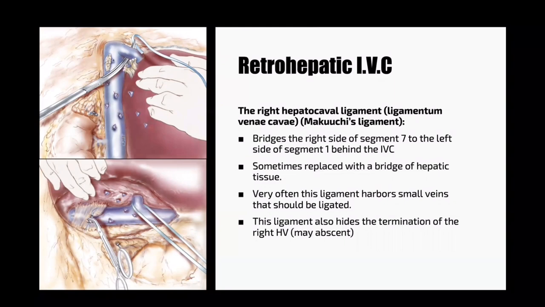During dissection, we see the right hepatocaval ligament or Makuuchi's ligament, which bridges the lower part of the right hepatic vein. This ligament should be released using Makuuchi's technique, as this fibrous ligament sometimes may hide small veins that should be ligated. And as we said, we should release it to expose the right hepatic vein, which in some cases may be absent.